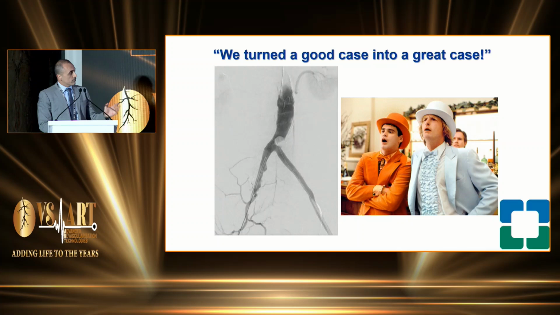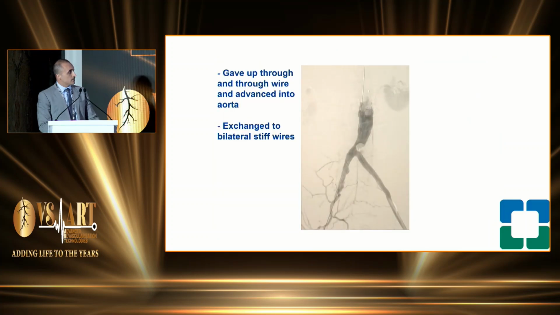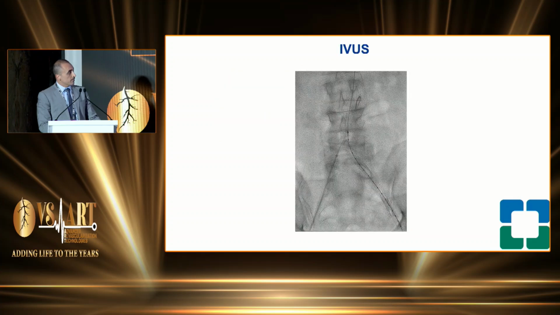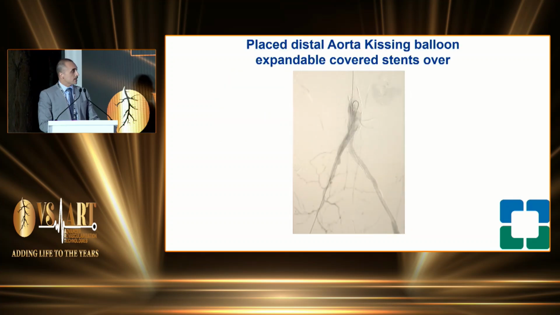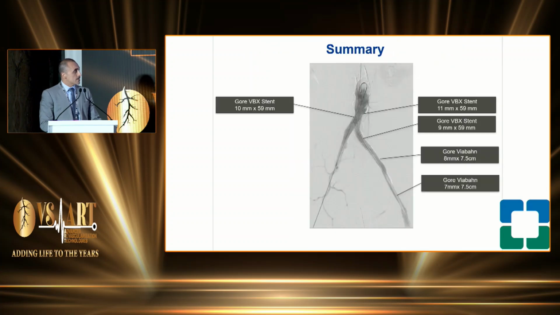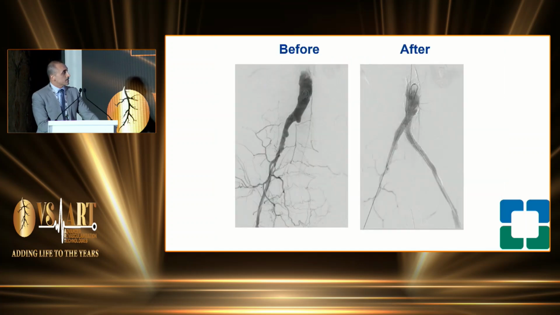So I reversed the through-and-through wire. I gave it up and reversed it back into the aorta, got an access from the right side, and placed the bilateral kissing stents over stiff wires here. Bilateral balloon expandable covered stents. And this is the summary: telescoped Viabahn self-expanding covered stents into a balloon expandable stent in the common iliac artery and in a kissing fashion in the aortic bifurcation. This is before and after.